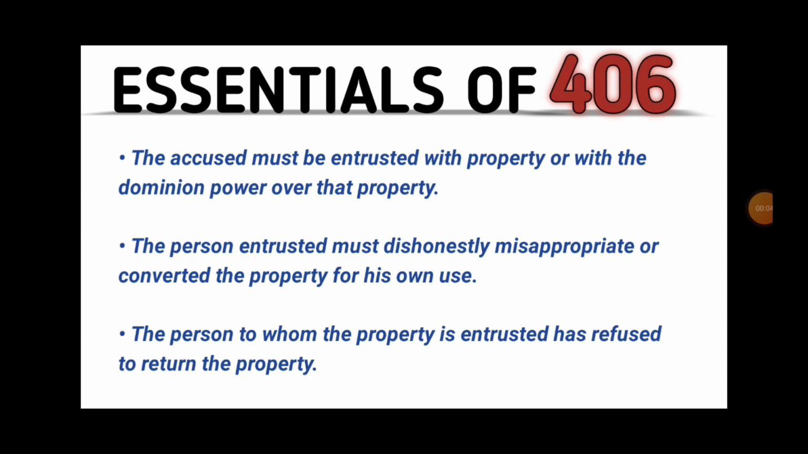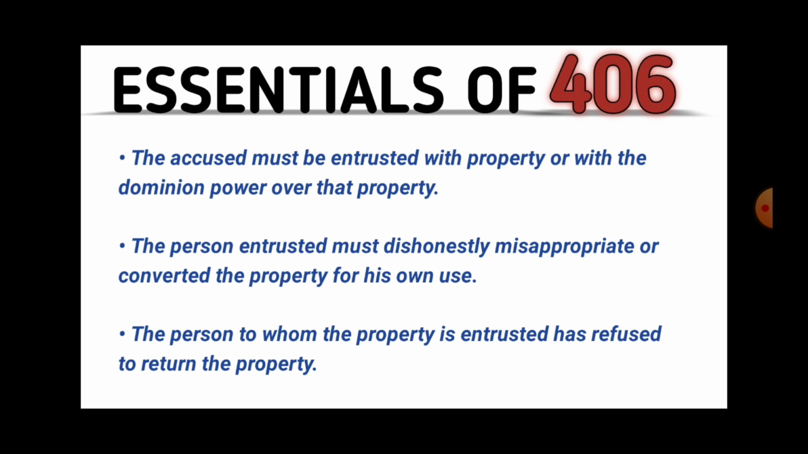Now we will understand the essential ingredients of Section 406, which are necessary for the aggrieved party to constitute the offence under Section 406 against the accused. The first ingredient is that the accused must be entrusted with property or with dominion power over that property. There must be an entrustment of property, which is very essential to constitute the offence under Section 406. It means that the accused person must have the entrustment of property or the control over the property which is given by the aggrieved party to the accused party.